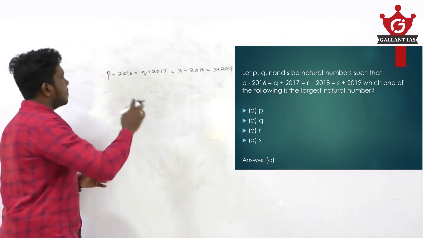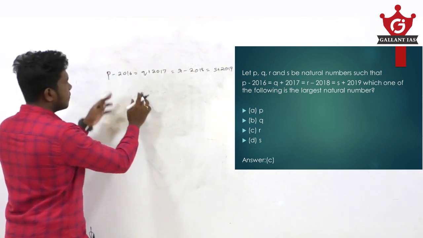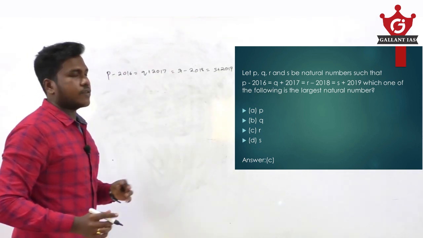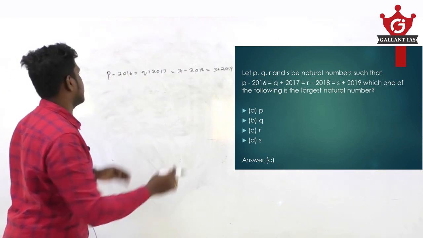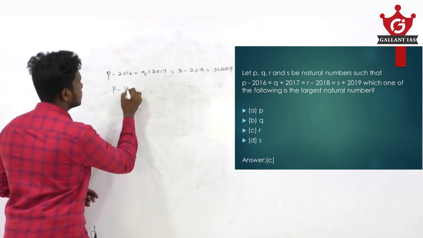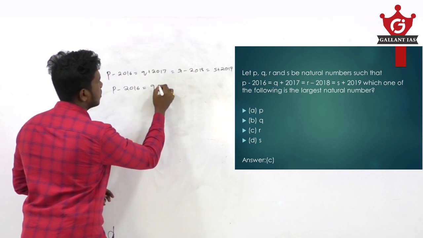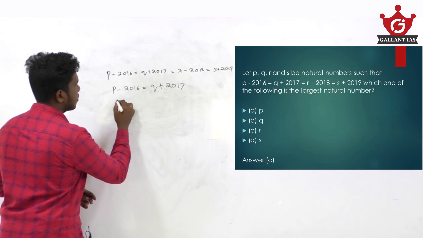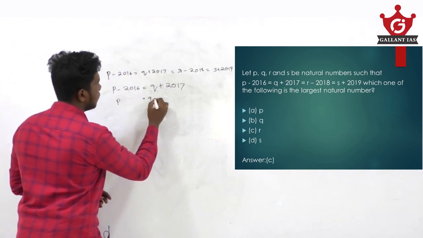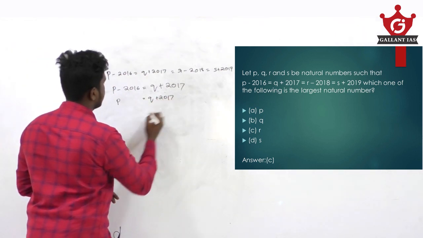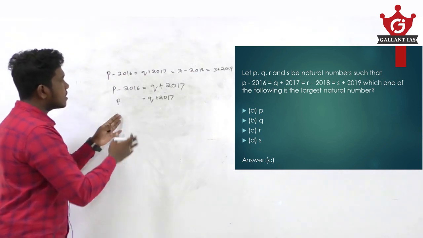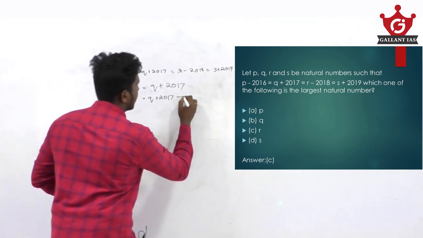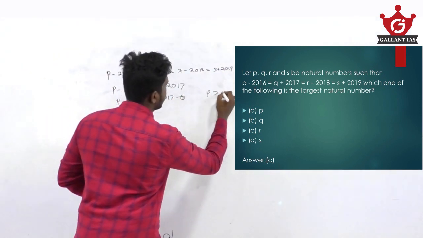First of all, from these two relations, we can find which is greater, P or Q. P minus 2016 is equal to Q plus 2017, right? That means P is equal to Q plus 2017 plus 2016. That means P is greater than Q. So from equation 1 we can say that P is greater than Q.